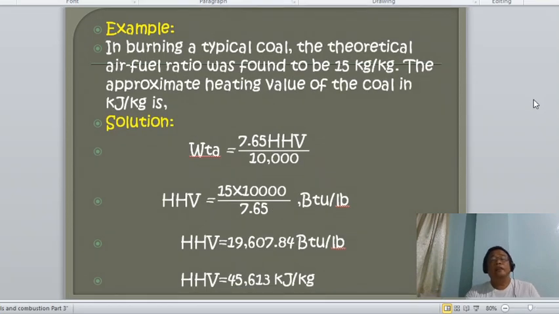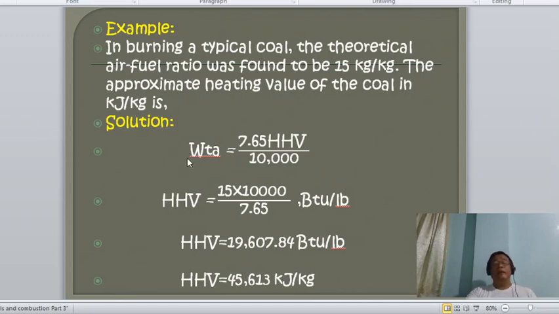In burning a typical coal, the theoretical air fuel ratio was found to be 15 kilogram per kilogram. Theoretical, okay? Find the approximate heating value of the coal in kilojoules per kilogram. By formula, the theoretical air required is equal to 7.65 multiplied by the higher heating value divided by 10,000. Take note class that the unit here is in BTU per pound.